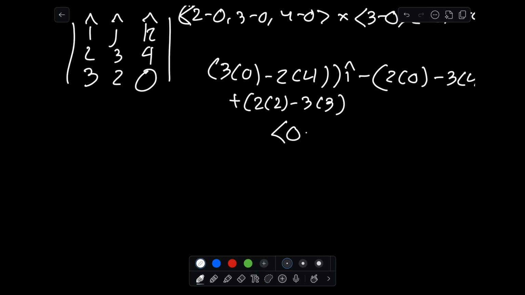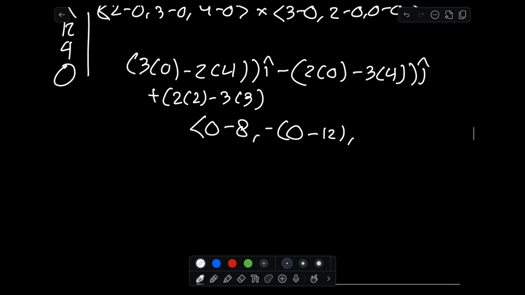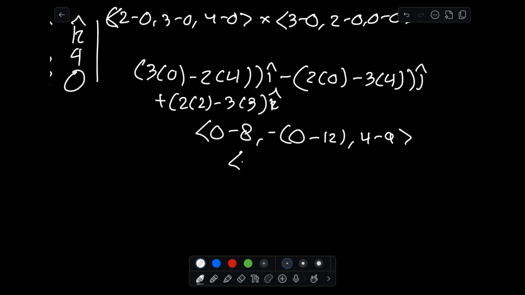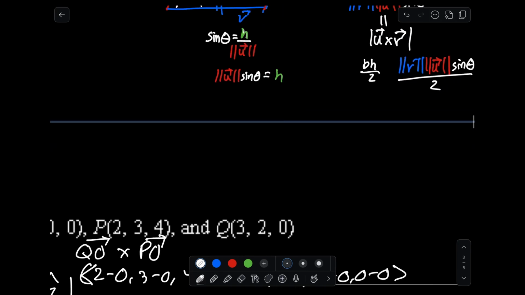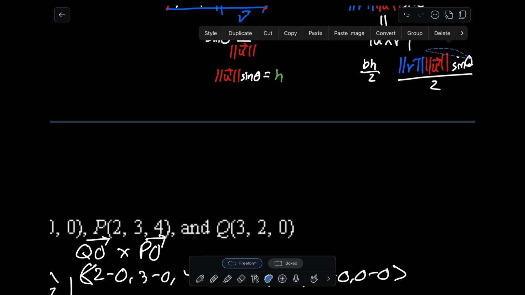So it's going to be 0 minus 8, negative 0 minus 12, 4 minus 9. So then we can get negative 8, 12, and negative 5. And then we can just apply our definition of the area of a triangle given two separate vectors.